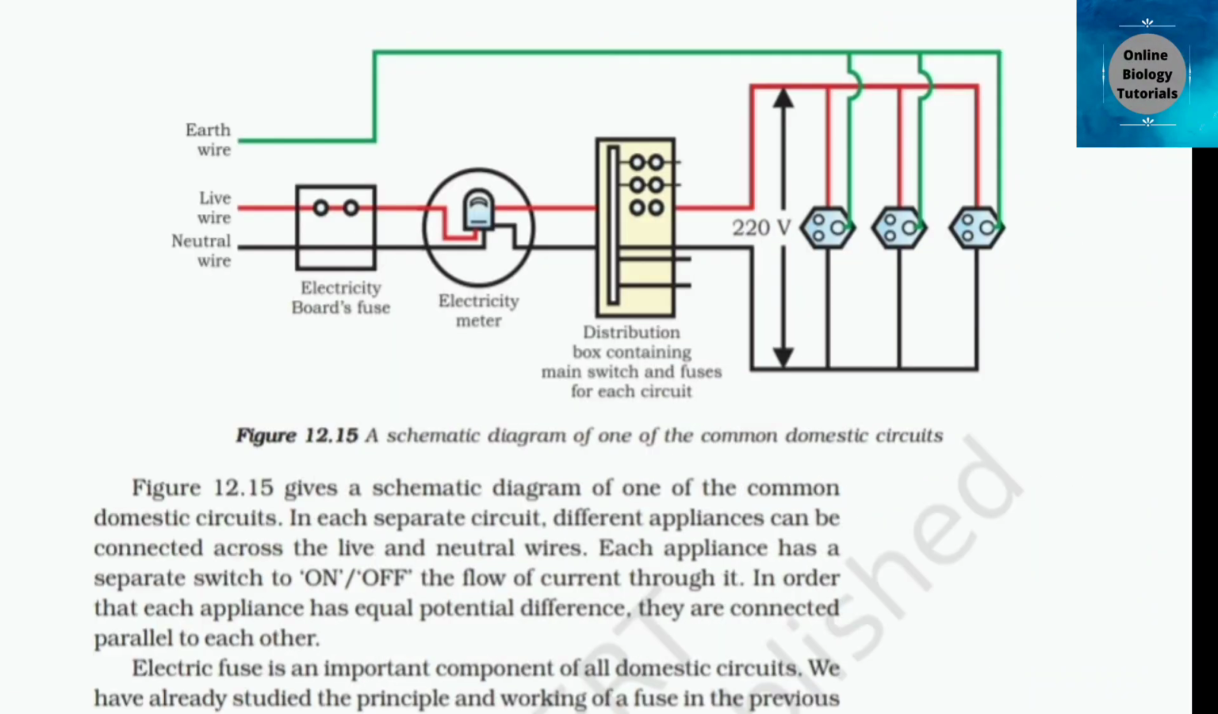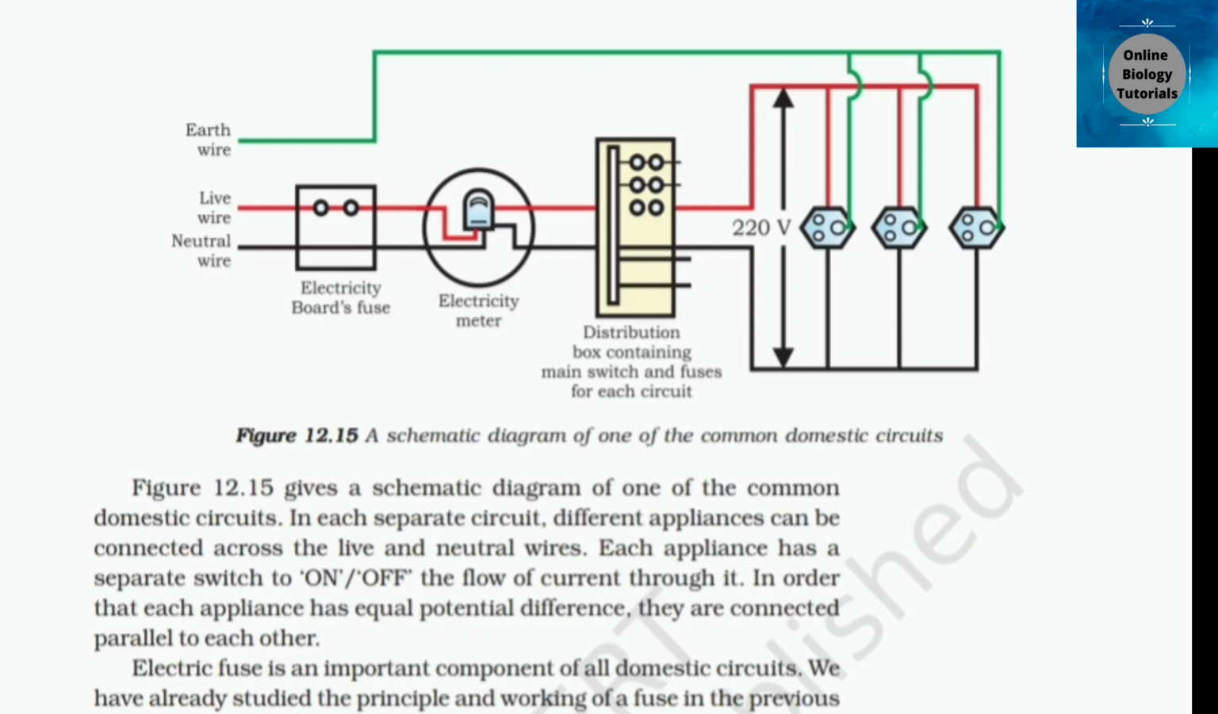Figure 12.15 gives a schematic diagram of one of the common domestic circuits. In each separate circuit, different appliances can be connected across the live and neutral wires. Each appliance has a separate switch to on/off the flow of current through it. In order that each appliance has equal potential difference, they are connected parallel to each other.